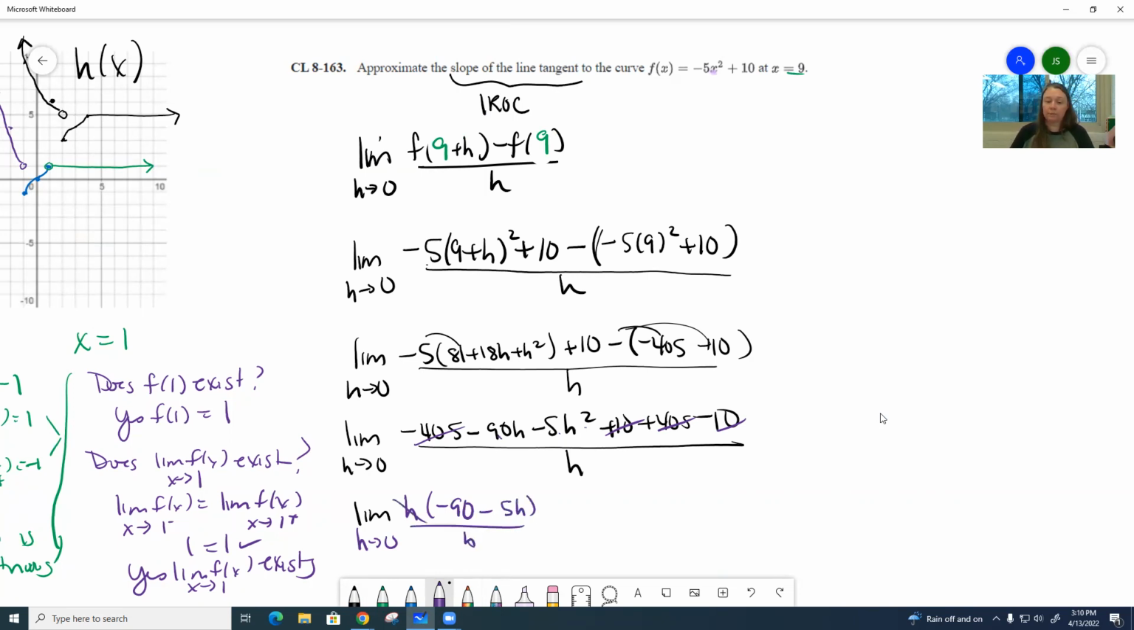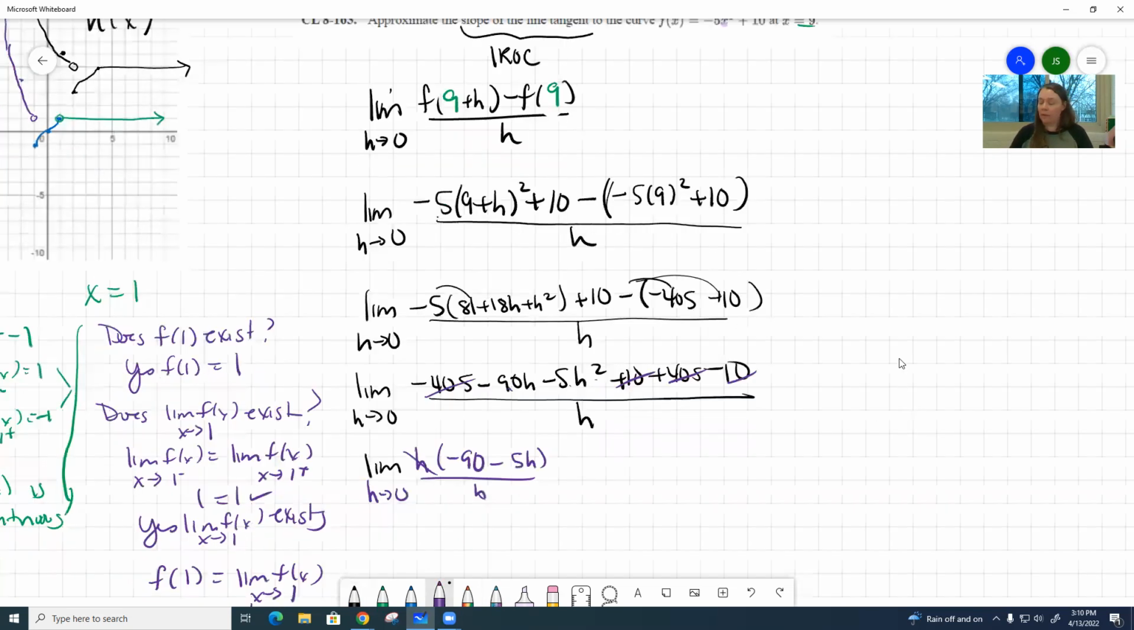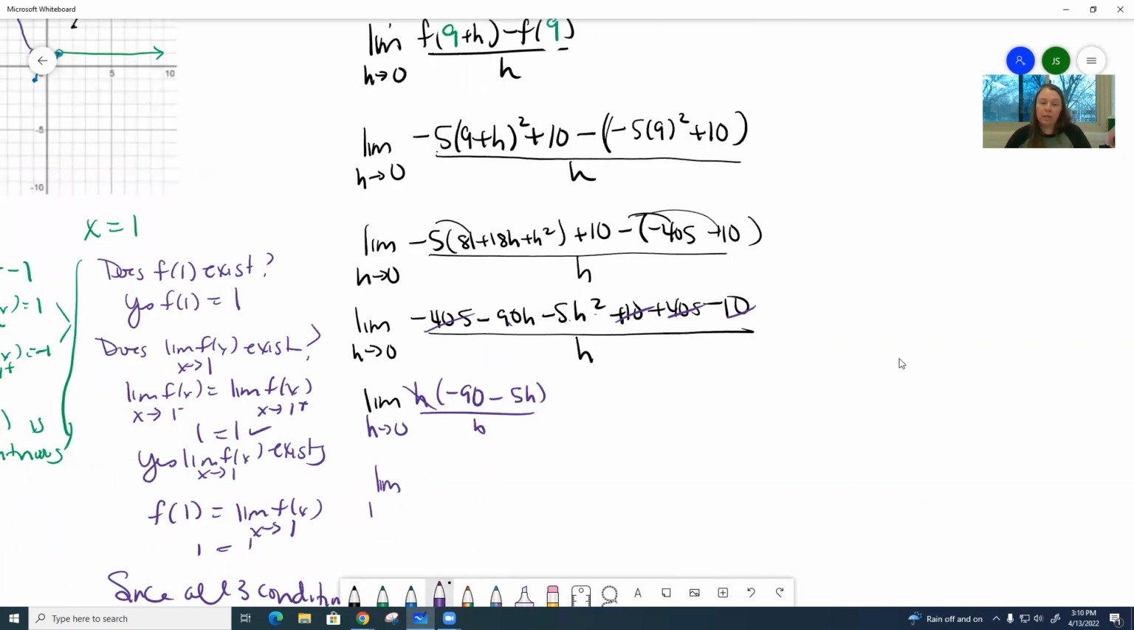And then these cancel. And then I'm left with the limit as h approaches 0 of negative 90 minus 5h. When you can, your first strategy to find the limit as h approaches 0 is to put that in for h. The only time you can't do that is if the h were a fraction, and then you have to go to the graph. But here we can do that. So the slope of the tangent line is negative 90.